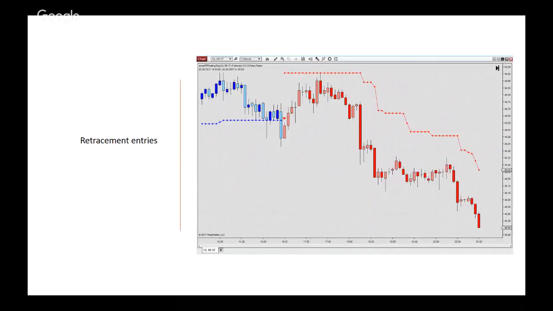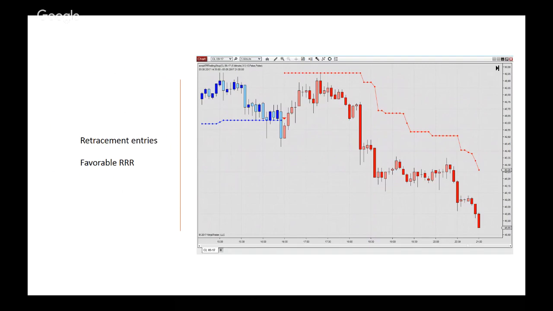If you'd like to use the trailing stop to identify retracement entries, you can do so by combining it with other indicators. For example, you could be looking at price patterns. So here we see a bearish reversal. We set a new high here, and then we have a close below the previous close. So a bearish reversal in a downtrend as defined by the ATR trailing stop.